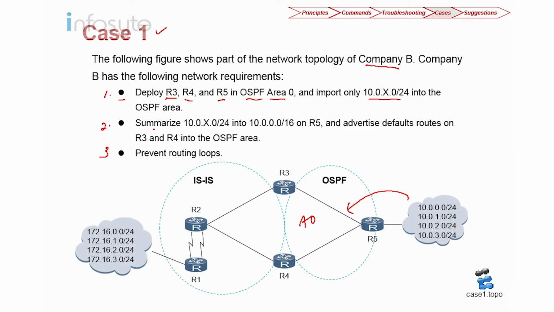Let's look into the second requirement. The second requirement is to summarize 10.0.x.0/24 into 10.0.0.0/16 on R5. We are going to summarize on R5 because just now when we did our lab, we advertised the detailed routes. And advertise a default route on R3 and R4. So on R3 and R4, we are going to use a default route to advertise. Let's look into how we can configure this.